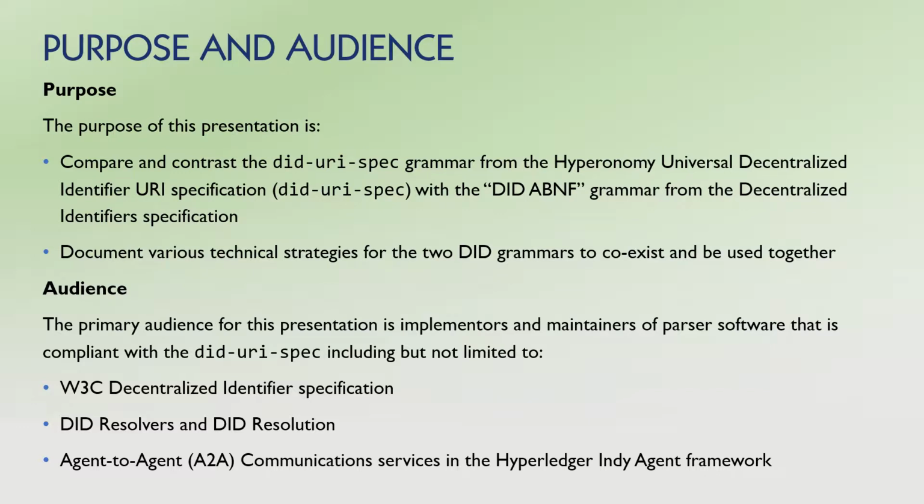The purpose of this presentation is to compare and contrast the did-uri-spec grammar from the Hyperonomy Universal Decentralized Identifier URI Specification with the DID ABNF grammar from the Decentralized Identifier Specification. And secondly, to document various technical strategies for the two DID grammars to coexist, but not only coexist, but be used together in a useful way.